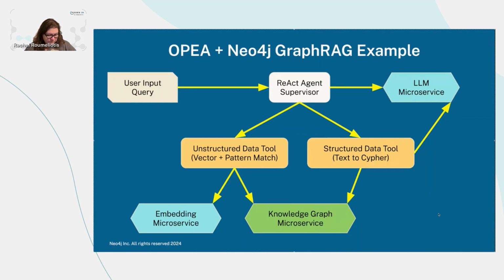The unstructured data tool makes use of an embedding microservice and also talks directly to the knowledge graph microservice. The structured data tool reaches out to the LLM to generate a query for the user's input, runs that cipher query against the knowledge graph microservice. That's the overall flow. Let's take a look at what this is like in action.